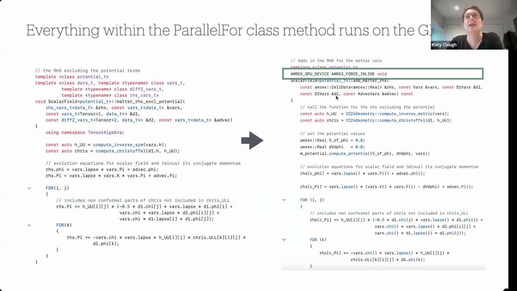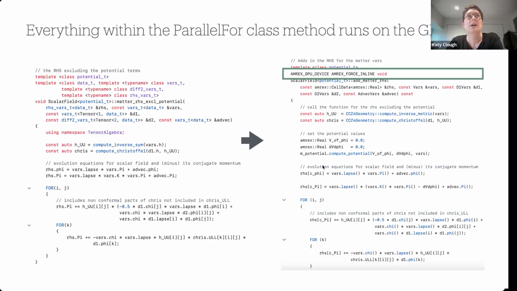And then within the classes that are called by this parallel 4, you have to specify this AMReX GPU device. So basically telling it that when you're using GPUs, so this code still works on CPUs, but when you use it on GPUs, this tells it that this thing should be run on the GPU. And you want to force it inline. This was discussed a bit yesterday, about how you want to inline functions that go on the GPU.